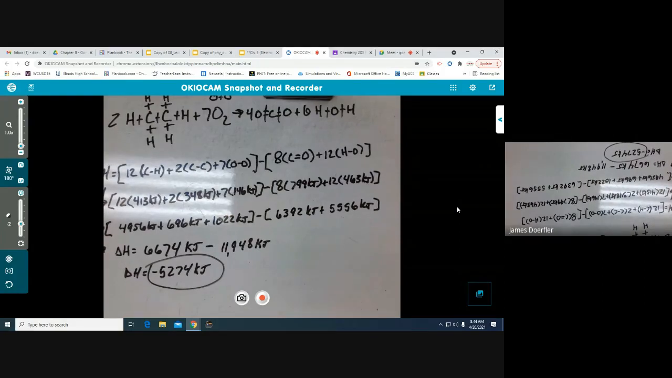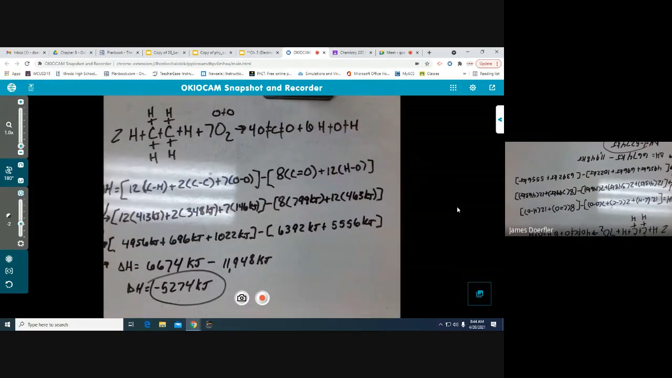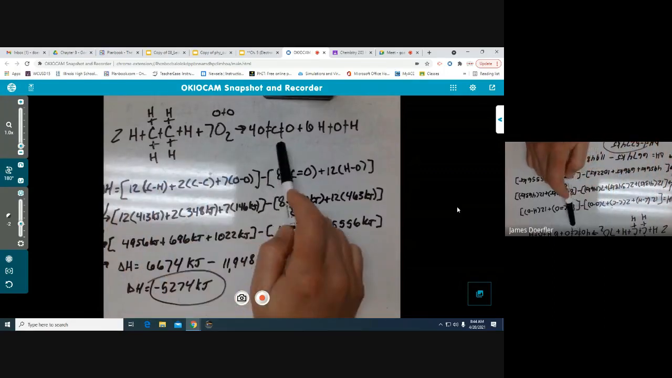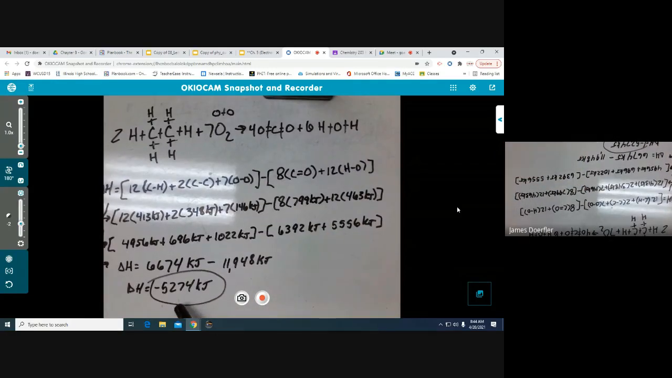Negative 5,274 kilojoules. Endothermic or exothermic? Exothermic, exactly. It's got the negative sign. This is a combustion reaction. We have a hydrocarbon plus oxygen and it yields CO2 and H2O. So the number we get here is a pretty high number, highly exothermic, and that's what we would expect with a combustion reaction. So it makes sense. Okay.